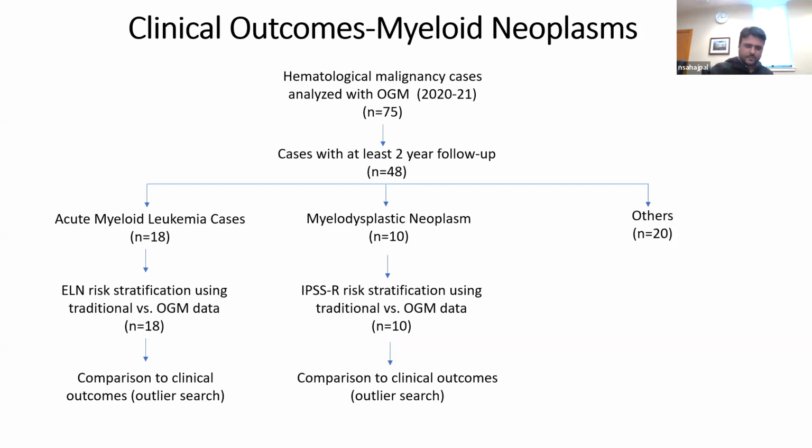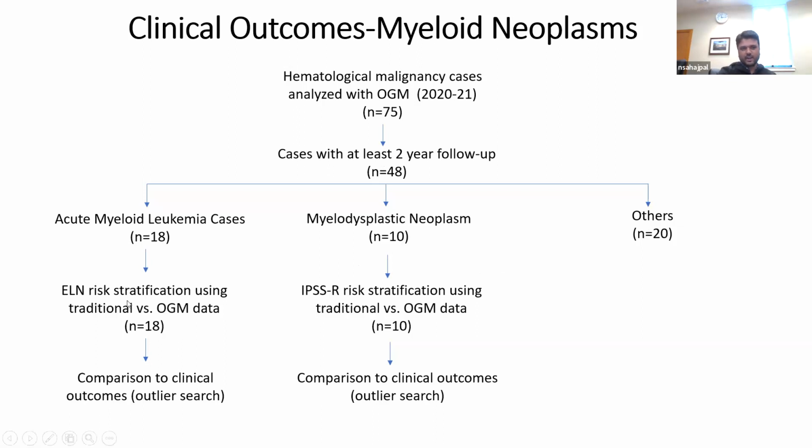in these patients? So we recently did a small exercise where we looked at how many cases do we have in our lab which have at least 2 years of clinical follow-up. So we looked at the cases that were run in 2020-21, and out of the 75 cases, we have 48 cases which have 2 years of clinical follow-up data. Of these 48 cases, 18 are AML cases, 10 are MDS cases, and 20 are others. I'll not talk about the others for now.